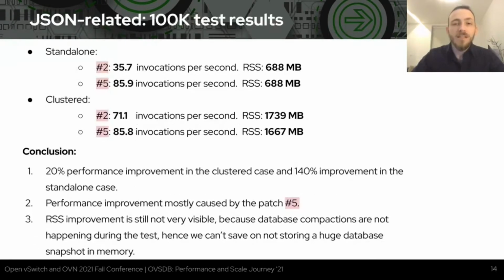Running the test against versions 2 and 5, we can see about 20% performance improvement in the clustered case and 140% performance improvement in the standalone case. RSS improvements are still not very visible because we are not experiencing database compactions during the test, so the raft log doesn't actually store a big database snapshot. But there is still some performance improvement in memory usage.